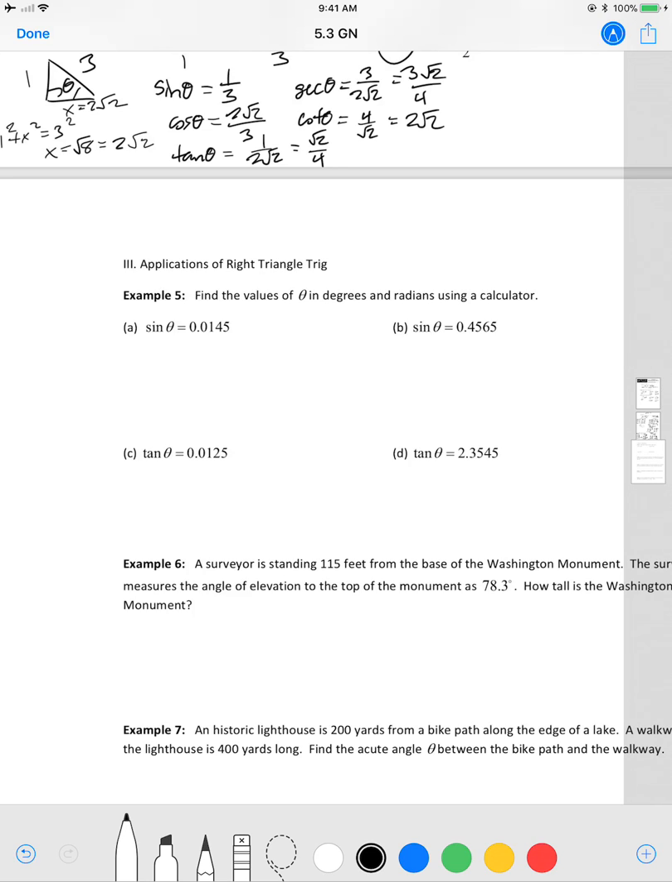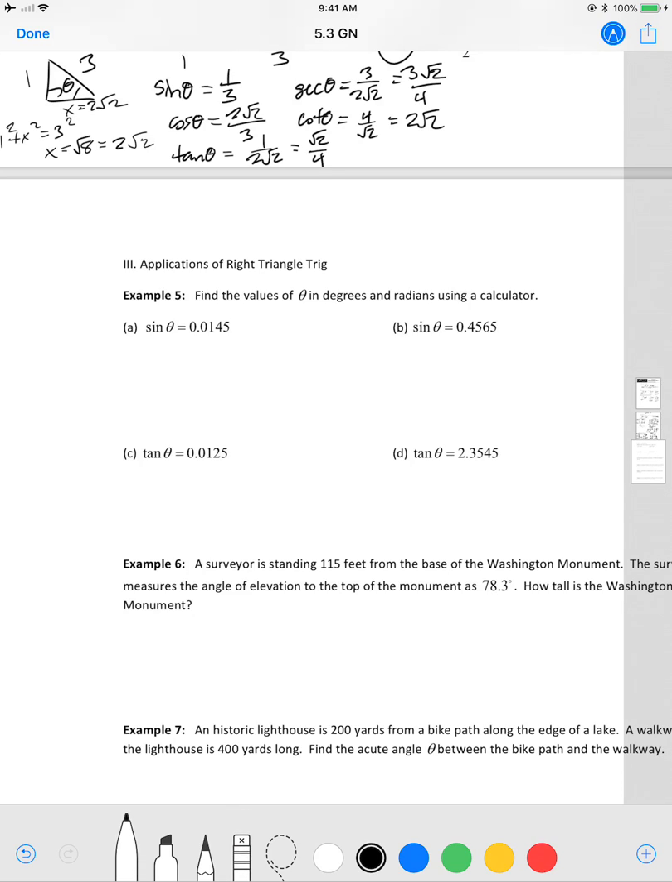So they said the sine of theta is 0.0145. And I want to know what theta is. Okay. Remember that sine is a function. So if I said f of x equals some number, and I wanted to know what x was, how do we undo the function? How do I undo a function? If you'll remember, go all the way back to Unit 1 this year. We talked about the inverse of a function. The inverse undoes the function.